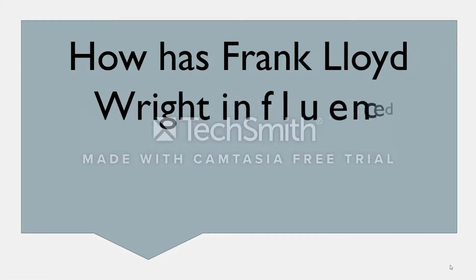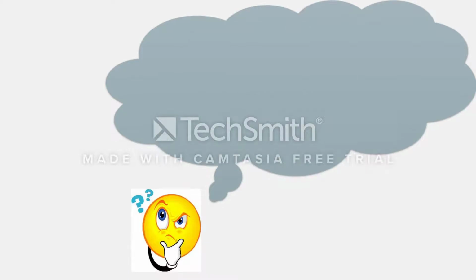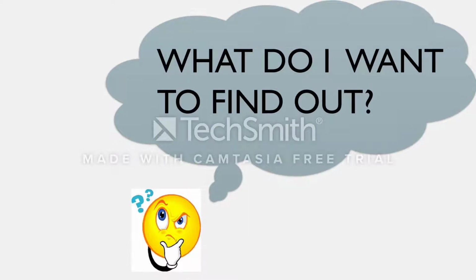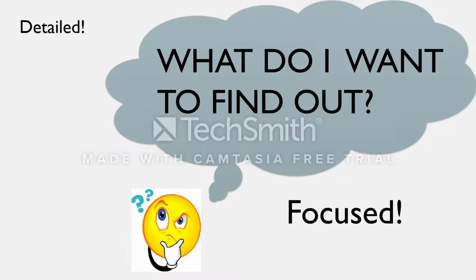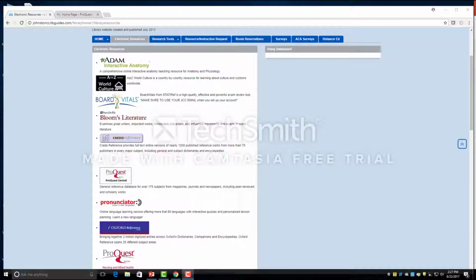To begin, I'm going to write my topic in the form of a question. For this example, I have chosen Frank Lloyd Wright's influence on architecture. I have also been specific and chosen the year 2016. A good research question will have a clear objective. You're pretty much asking, what do I want to find out? For this reason, your question should be detailed and focused, not too narrow or too broad. A question that is too narrow may not return many results.